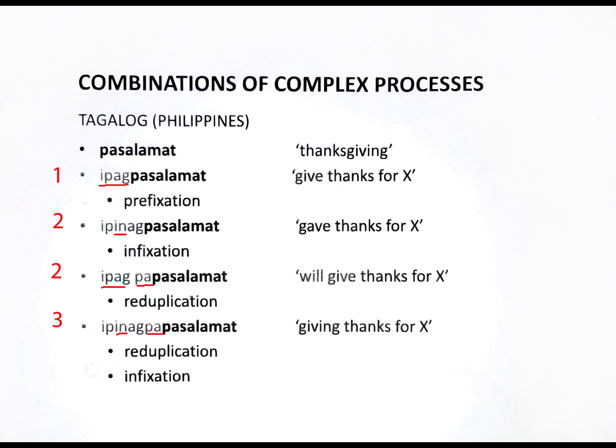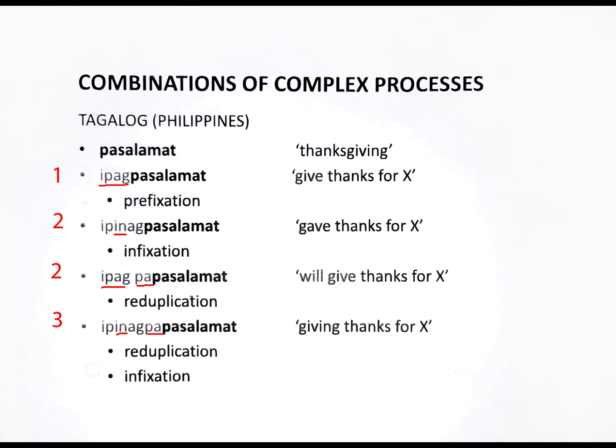Let's look at the next word. So this word has reduplication way of word formation process and prefixation way of word formation process. So it combines two ways of word formation process to form this word. So it is also a complex word formation process.